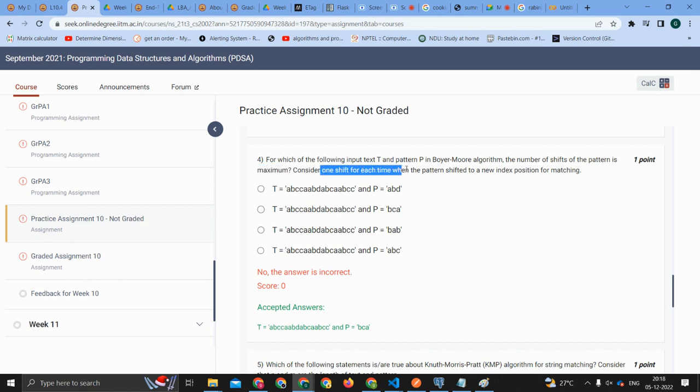Consider one shift for each time when the pattern shifted to the next index position for matching. So for this, we need to know what is Boyer-Moore algorithm.